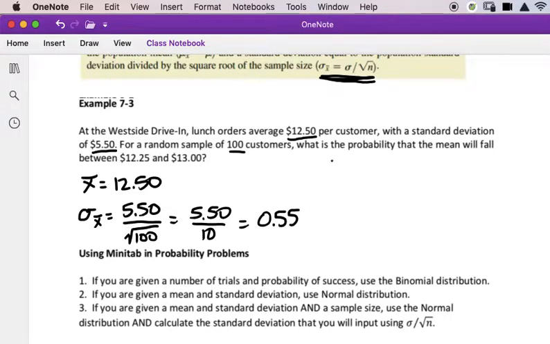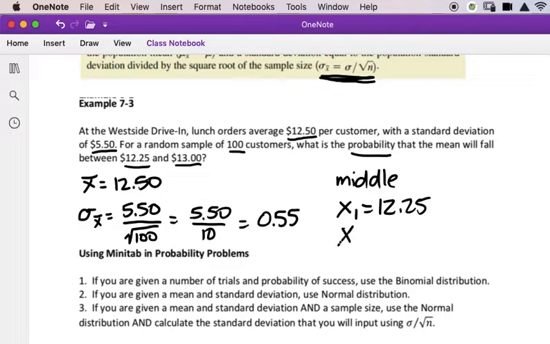So what we want to know is what is the probability that the mean will fall between $12.25 and $13. And so these are x values. This is going to be a middle problem because we're looking for between two numbers. Our first x value is $12.25 and our second x value is 13.